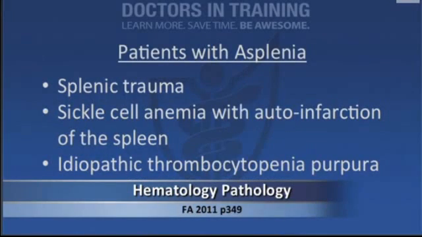Howell-Jolly bodies are basophilic nuclear remnants found within red blood cells, seen in patients with a functional hyposplenia or asplenia. So who does not have a spleen? Patients that have had splenic trauma and had their spleen removed. Patients with sickle cell who have had an autosplenectomy, autoinfarction of the spleen. Or maybe patients with ITP, idiopathic thrombocytopenic purpura, who have had their spleen removed to treat that disease, will then have Howell-Jolly bodies, which again are nuclear remnants found within red blood cells.